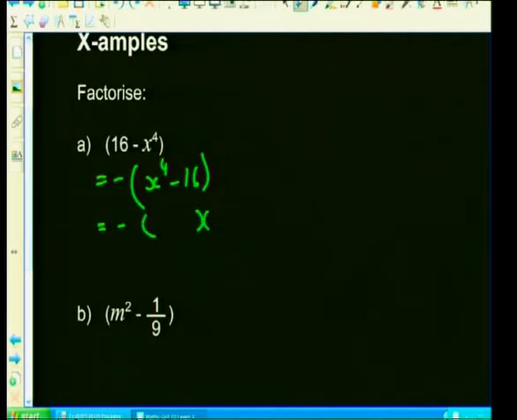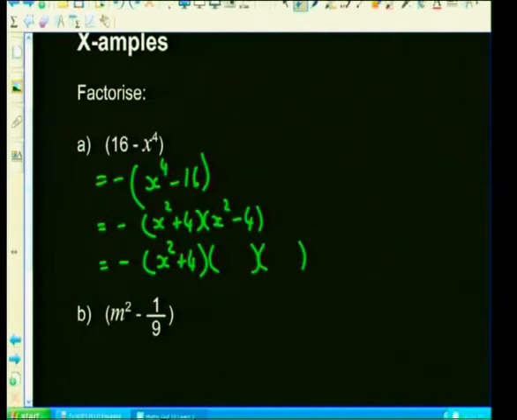Well, we know that that is a difference of perfect squares, so we get x squared plus 4, x squared minus 4. And are we finished? I can hear some of you mumbling saying no, absolutely correct. The second bracket can still be factorized. So this one can go even further to x squared plus 4, x plus 2, x minus 2. And now it is fully factorized.